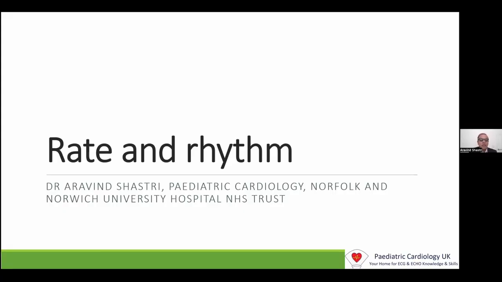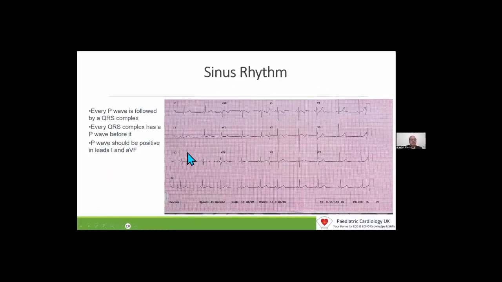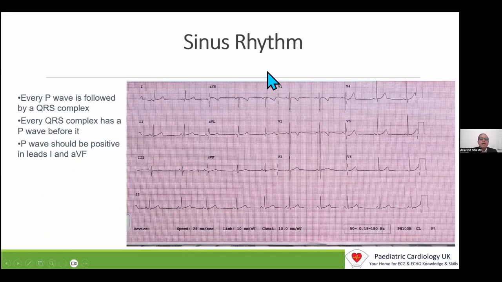Welcome to the session on rate and rhythm. The normal rhythm is also called sinus rhythm. And to establish that we have sinus rhythm, every P wave should be followed by a QRS complex. Every P wave should be followed by a QRS complex. And also every QRS complex should have a preceding P wave before it. And the P wave should be positive or upright in lead 1 and AVF.